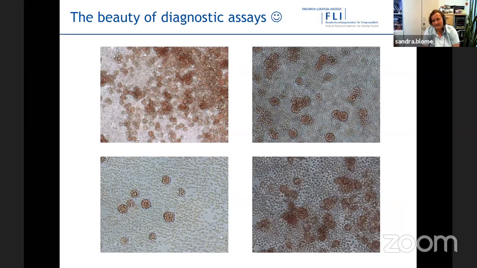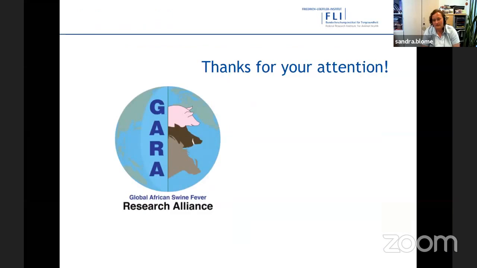The last slide, I want to share the beauty of diagnostic assays with you. This actually is a hemadsorption assay. So it shows you that the virus grew in the samples. These are infected macrophages that collected more or less erythrocytes. They look a bit like raspberries. So you see, diagnostic assays can be very beautiful. And with this, I thank you for your attention.